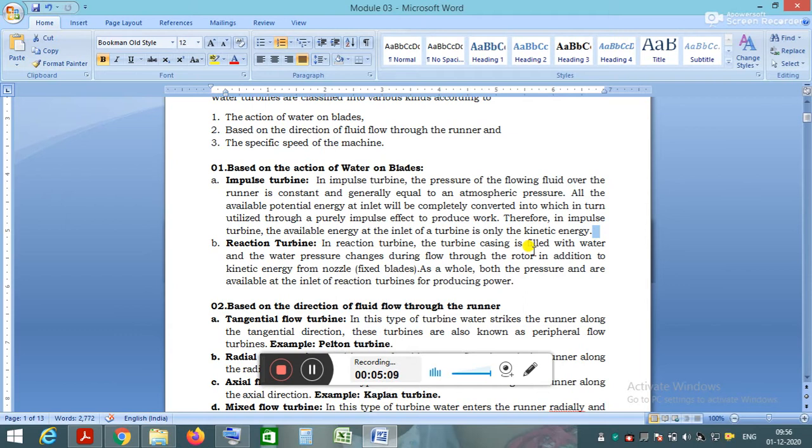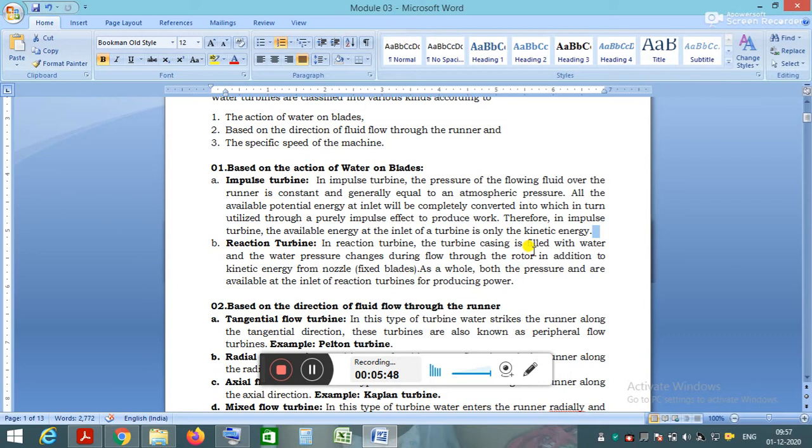An impulse turbine is one in which only kinetic energy is available at the inlet of the turbine. In an impulse turbine, the pressure of the flowing fluid over the runner is constant. Since all the pressure energy gets converted into kinetic energy in the nozzle itself, there is no change in pressure when the fluid is flowing over the turbine blades. Therefore, the pressure of the flowing fluid when it is moving over the runner blades remains constant and is generally equal to atmospheric pressure.